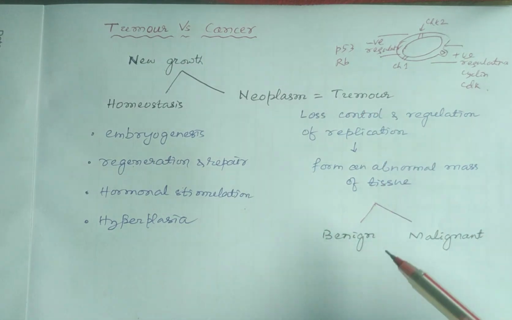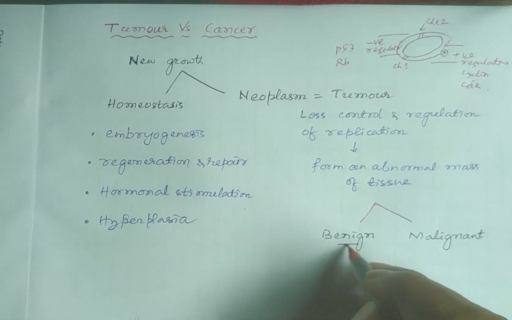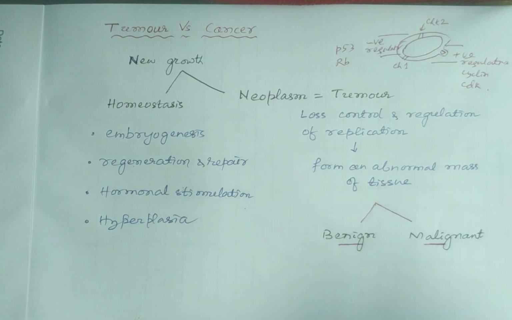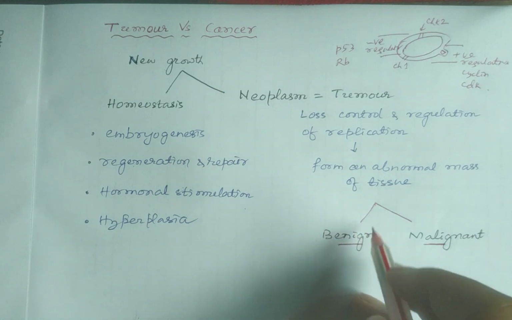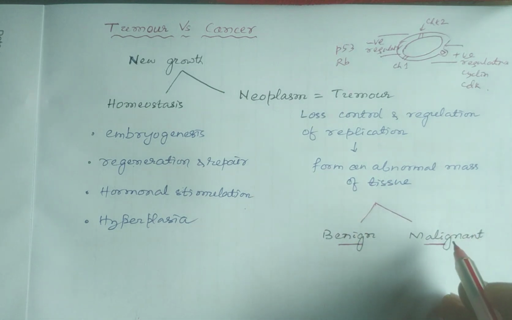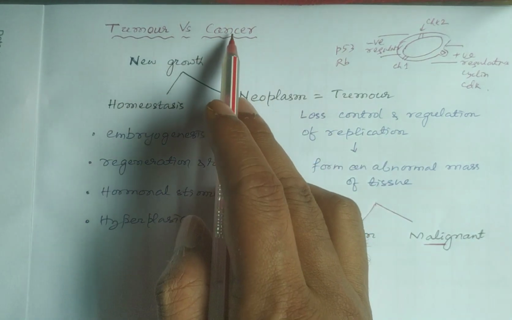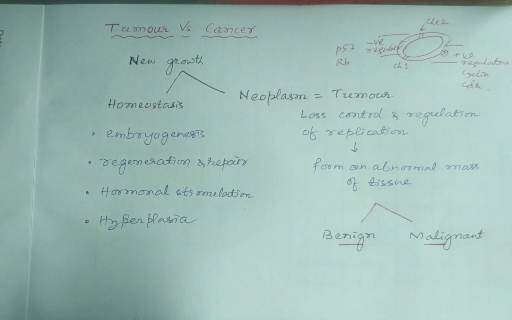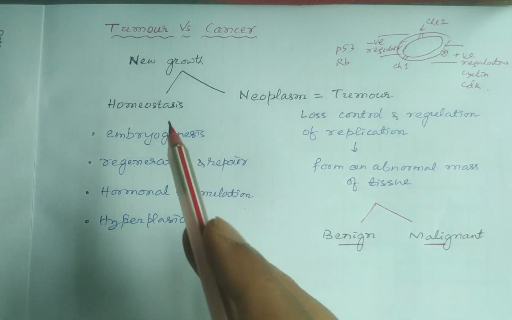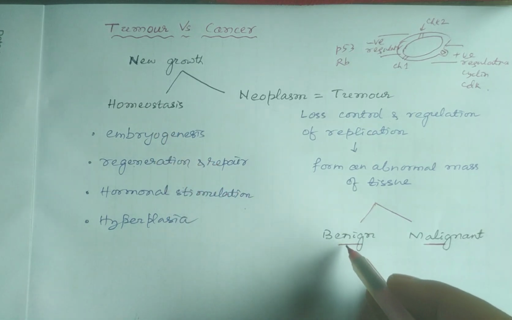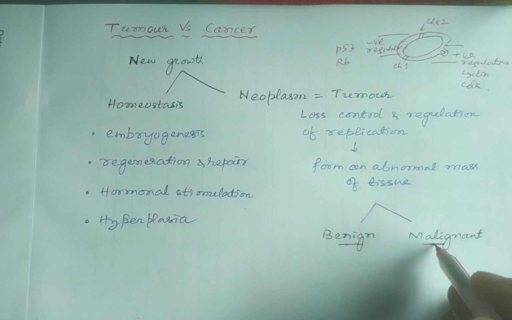Now, this tumor can be of two types, benign and malignant. If it is located at one place, if it is localized, then we call it benign, and if it spreads, it is not localized to a certain place, then we call it malignant. And when this tumor becomes malignant, we call it cancer. So, we can say all the tumors are not cancers, but all the cancers are tumors. So, if it is localized, it is benign; if it spreads, it is malignant.